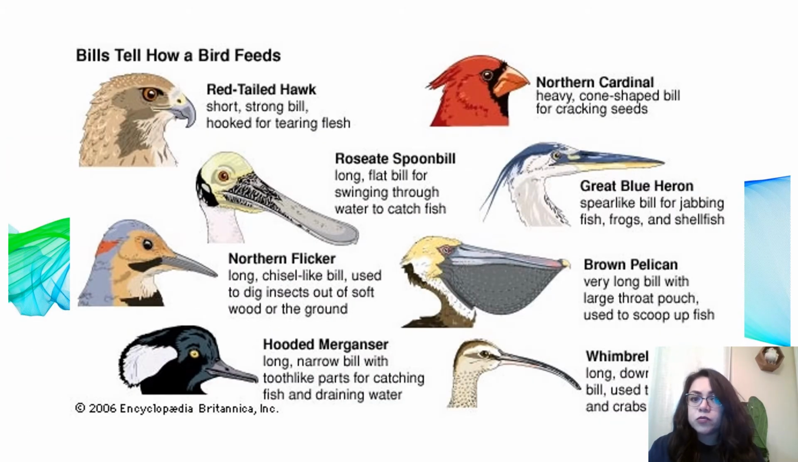Different types of birds will have different types of beaks so they can obtain their food. For example, the red-tailed hawk will have a short, strong, hooked beak so it can tear flesh. The cardinal doesn't need to have a hooked beak. What it does have is a wide, very heavy beak, so it can crack its seeds open.